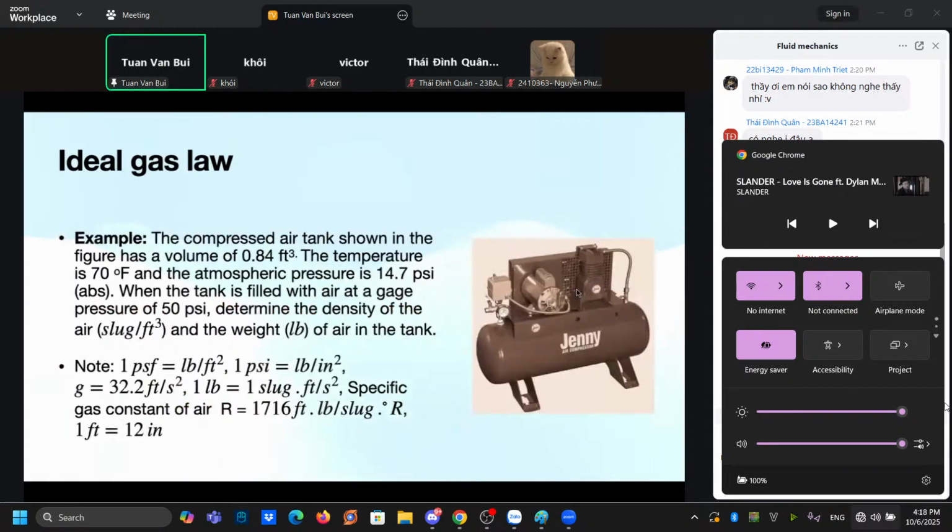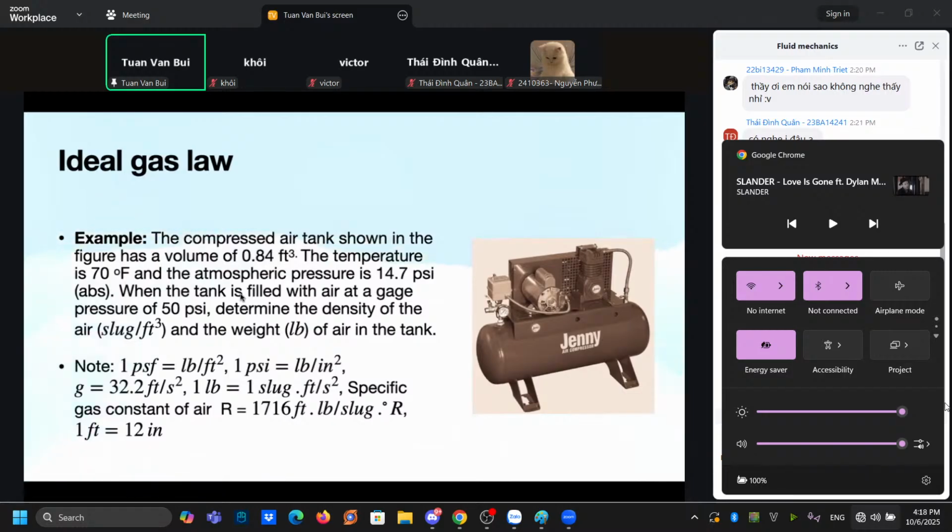Now let's try to do this example. Compressed air tank. So in the figure, I have the tank. We have V equals 0.84 cubic feet. The temperature is 70 degrees Fahrenheit, and the atmospheric pressure is 14.7 psi.